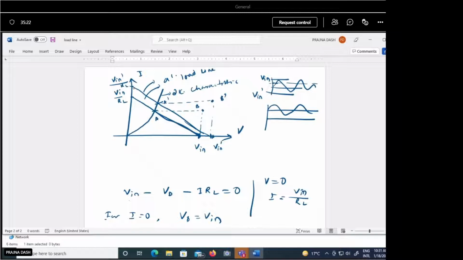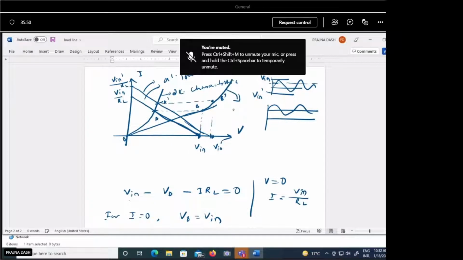So the number of load lines can be more than two also. Just to show that a variable voltage is there, we can have different load lines, but they will have a fixed slope, meaning a fixed resistance. And if you join these points, from the origin to this B dash point, you will get this kind of graph. This is called the dynamic characteristics.